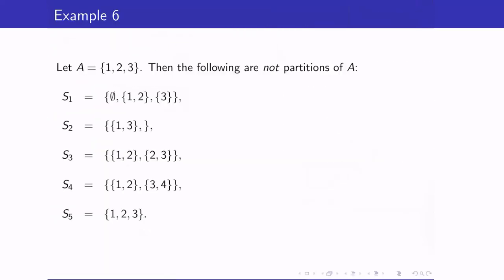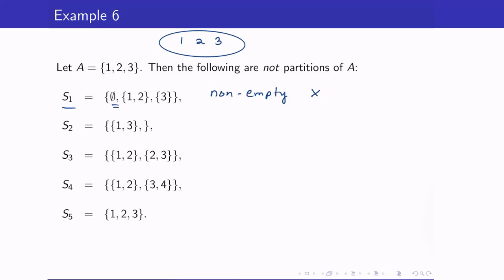Now, let's look at some non-examples in order to have a full understanding of the definition. Why is this not a partition of A? Remember here that we still have our A as the set containing 1, 2, 3. Why is this not a partition? Because we have an empty set. Non-empty, so this one is not satisfied.